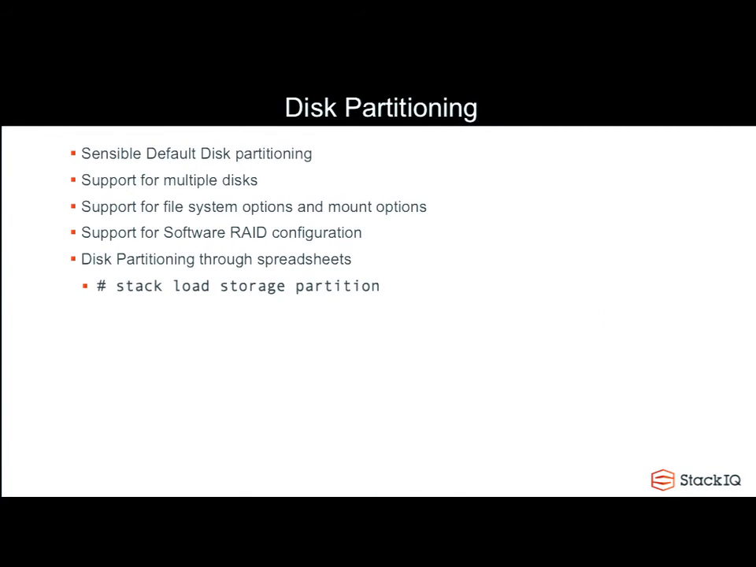The second one is disk partitioning again. By default, if you choose automatic partitioning, we do sensible defaults, and everybody has a different definition of what sensible is. For us, it basically means a 16 gig root, 16 gig var, a couple of gigs of swap, and then everything else is set up as something called an export or a state partition, so that you can use it for whatever you want. But obviously, not everybody likes that, so we have the ability to define storage partitioning very granularly. We have support for multiple drives, multiple file system options, mount options, software RAID configurations, and we can do every single one of these things using spreadsheets.